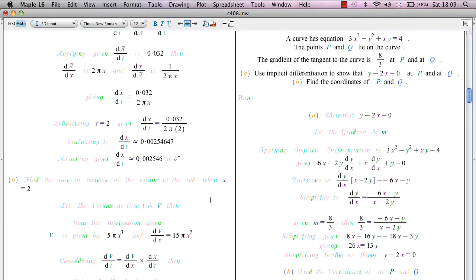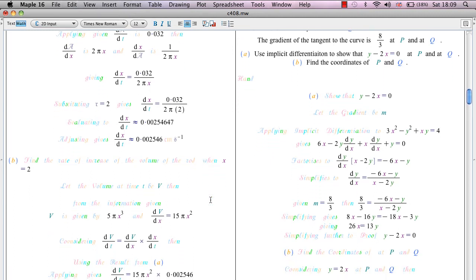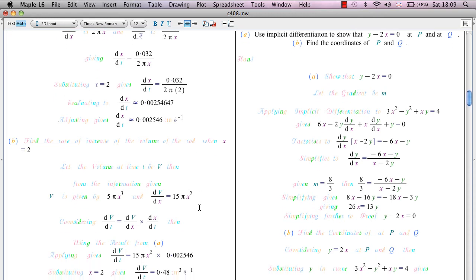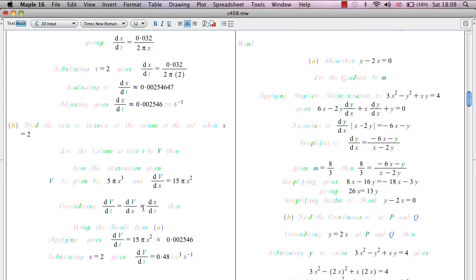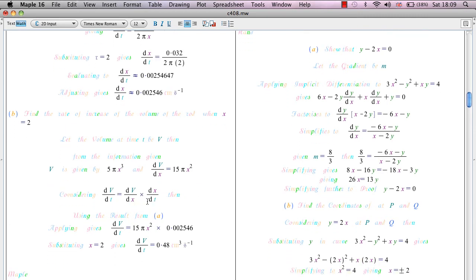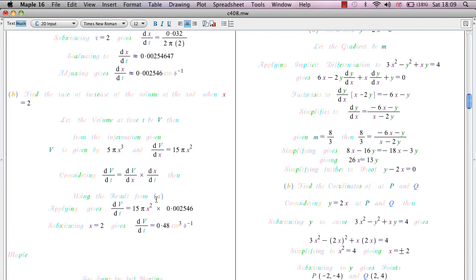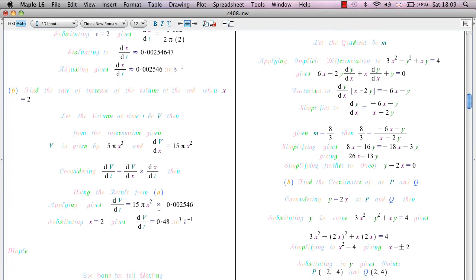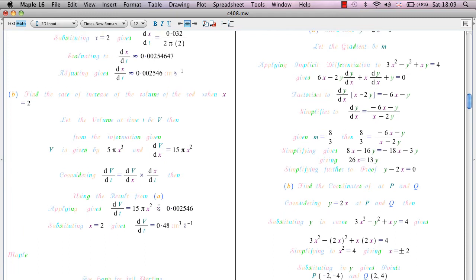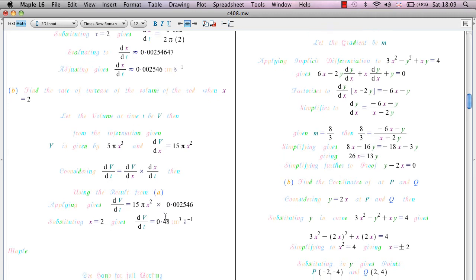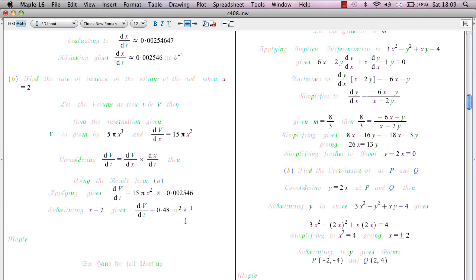So for part B, dv dt, given the volume will be 5 pi x cubed, gives dv dx, and as dv dt can be expressed by this definition, applying using a value of dx dt from A and using x equals 2 gives a value for dv dt.